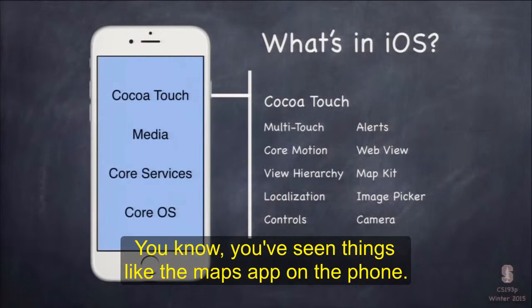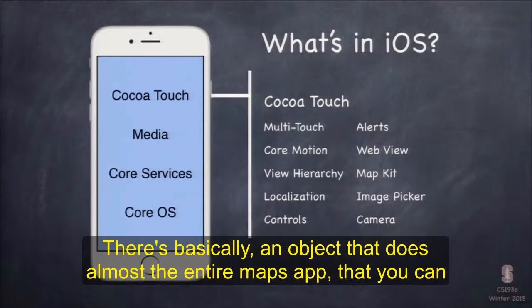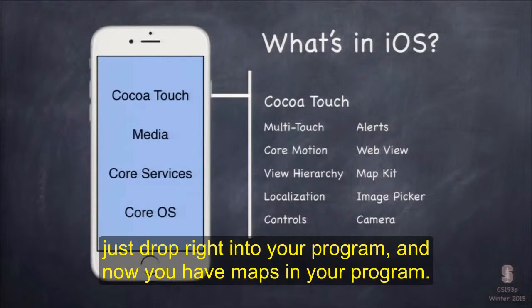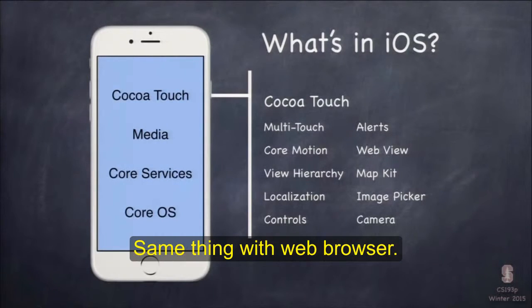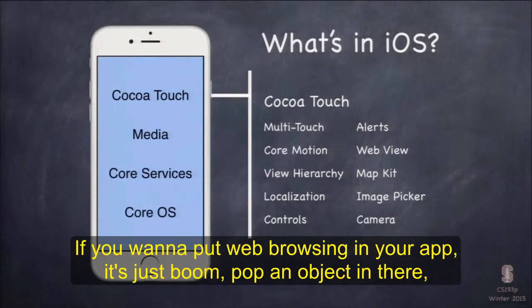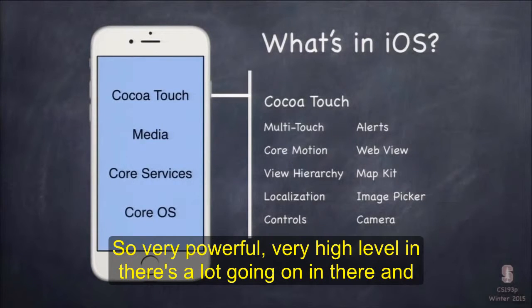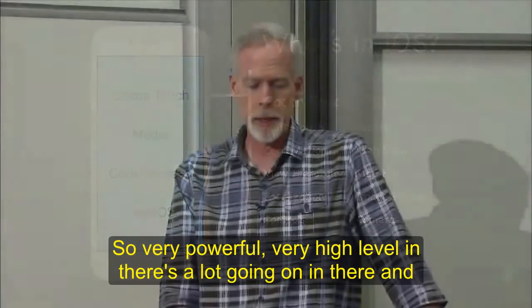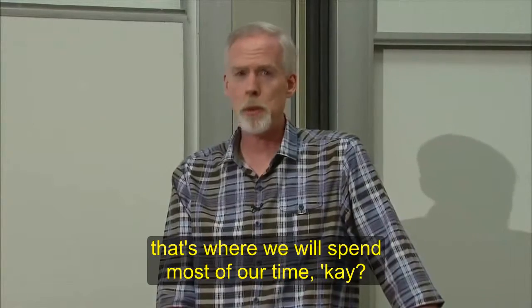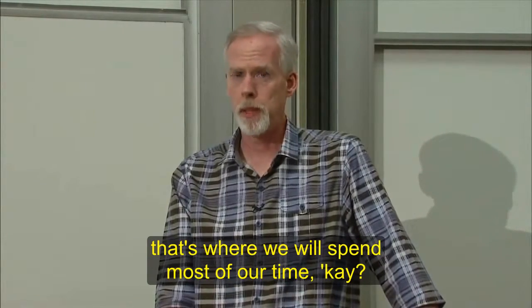And this is a very powerful layer. You've seen things like the Maps app on the phone. There's basically an object that does almost the entire Maps app that you can just drop right into your program. Now you have Maps in your program. Same thing with web browser. If you want to put web browsing in your app, just pop an object in there, call a couple methods, and you're on your way. So it's very powerful, very high level, and there's a lot going on in there, and that's where we'll spend most of our time. Okay?